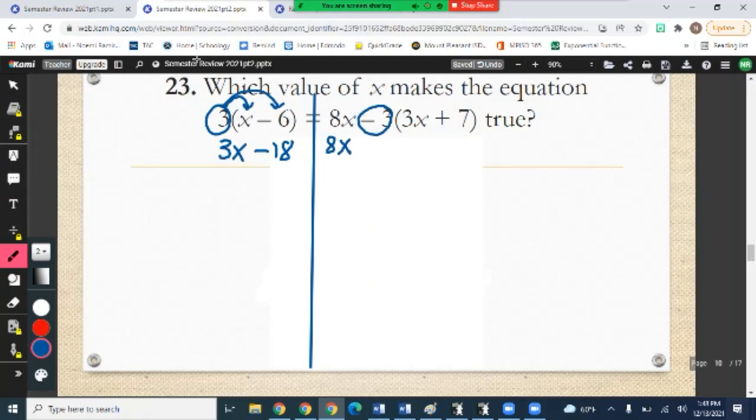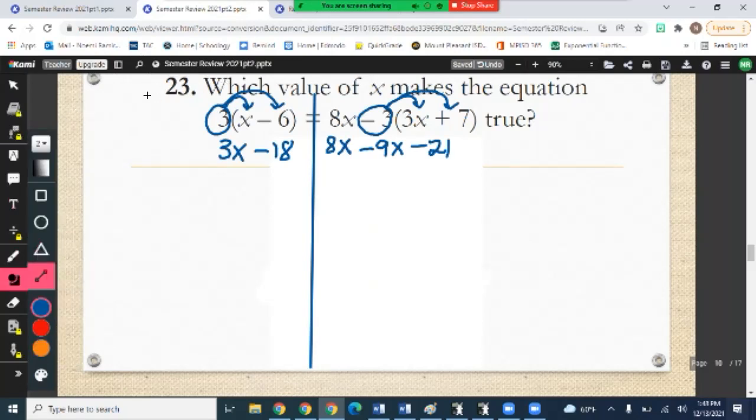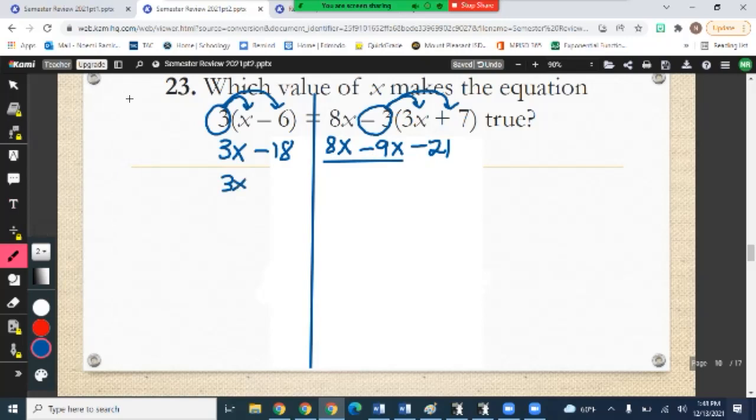And the other set of parentheses has a -3 in front. Okay, so just be looking for your mistake. -3 times 3x is -9x. -3 times 7 is -21. Now, before you start moving things from one side to the other, you have to do what? Combine your like terms. Now, there's no like terms here on the left side, so I'm going to bring down that 3x minus 18. 8x minus 9x gives us what? And bring down that -21.